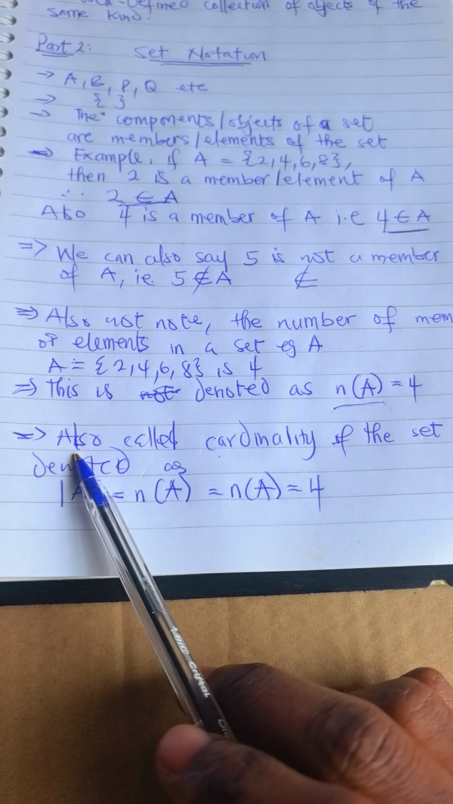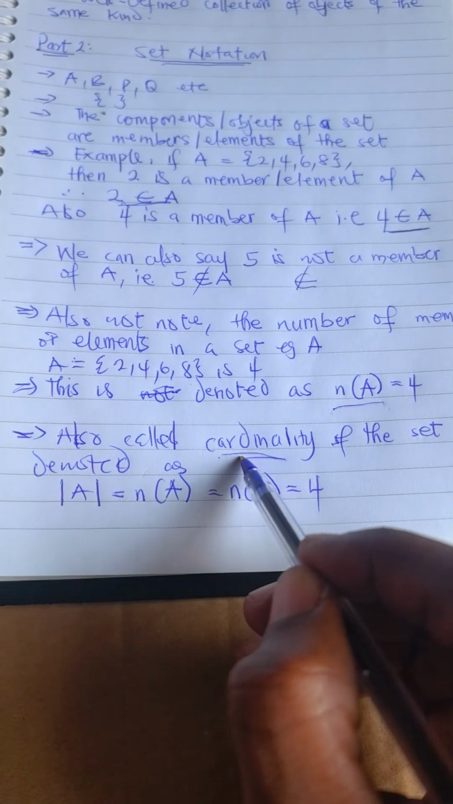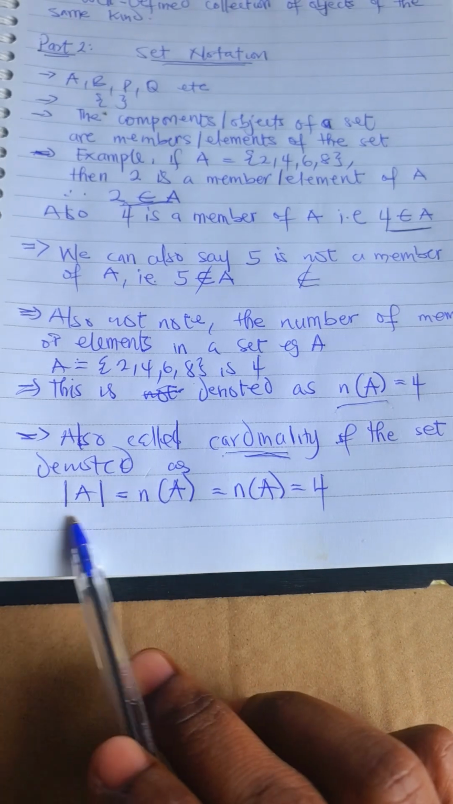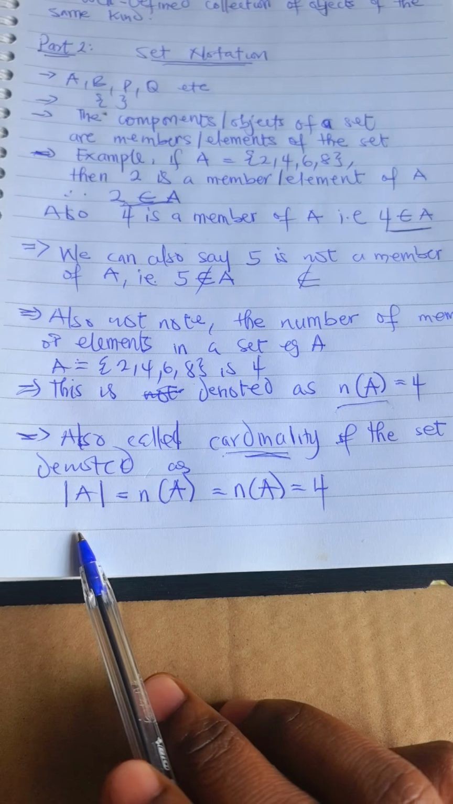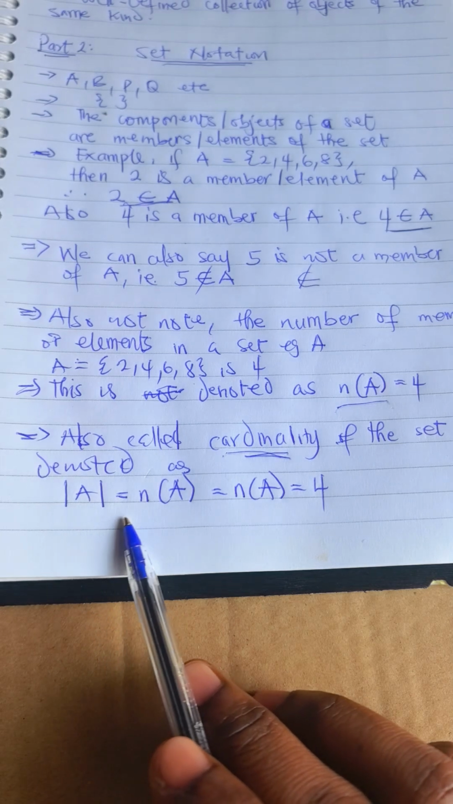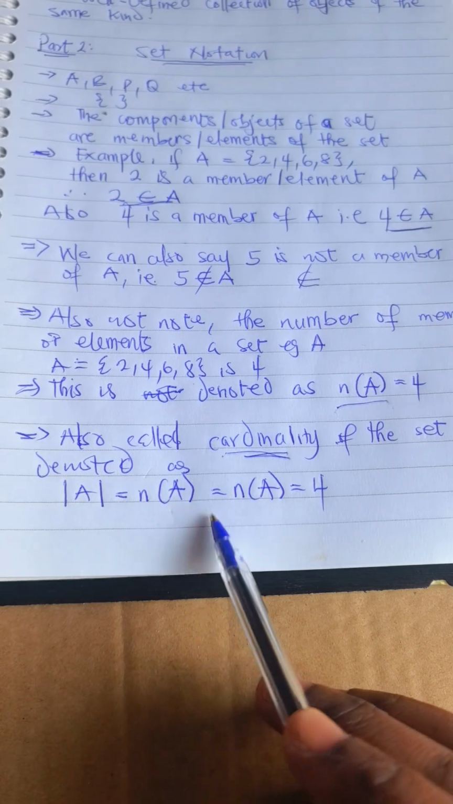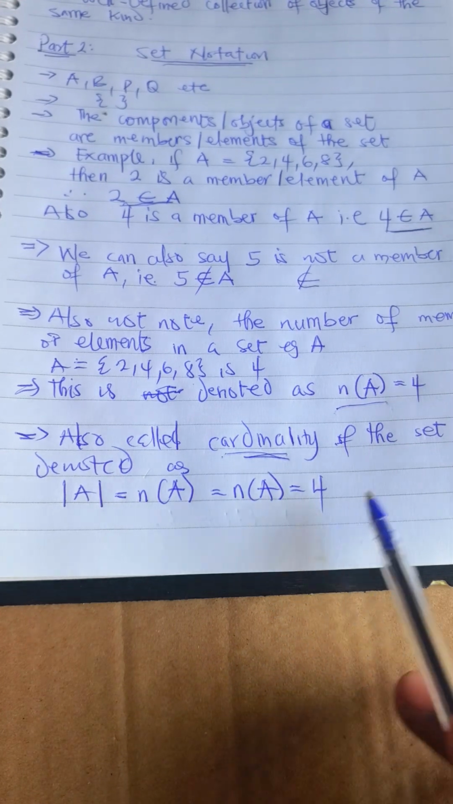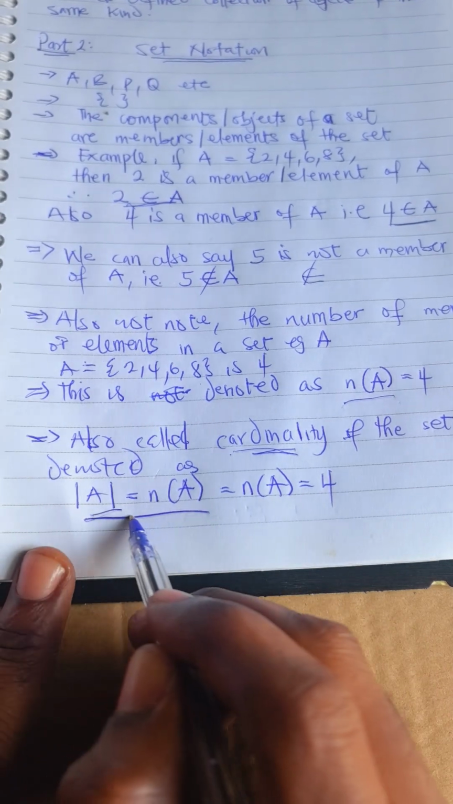We can also call this the cardinality. It is represented in a different way, with straight vertical bars: the absolute value bars around A, equal to n(A), the number of elements in the set, which is equal to 4. So this is how the cardinality is represented.